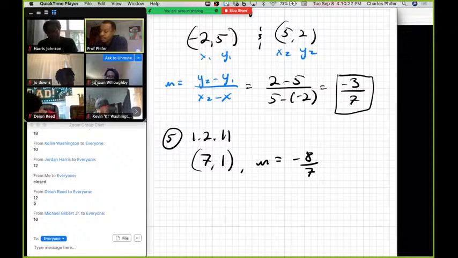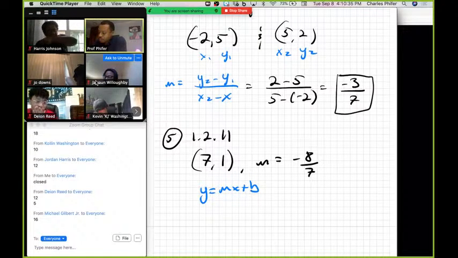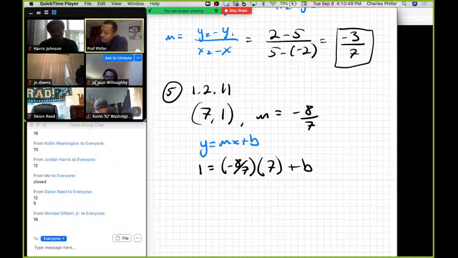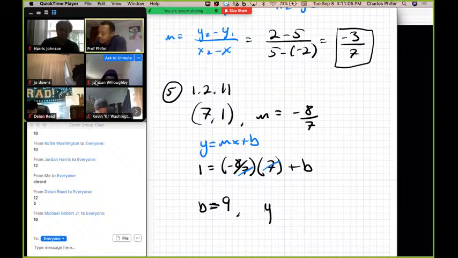So we want the equation of this line, right? So I'm going to use y equals mx plus b. So our y is going to be 1. Our slope is a negative 8 by 7. Our x is 7. And the only thing we don't know is b. Notice after we do these substitutions, the 7's cancel. So that means we're going to add 8 to both sides. Ultimately, we get b equals 9. So then the equation of the line is going to be y equals negative 8 by 7x plus 9.